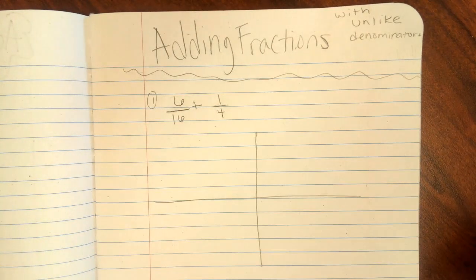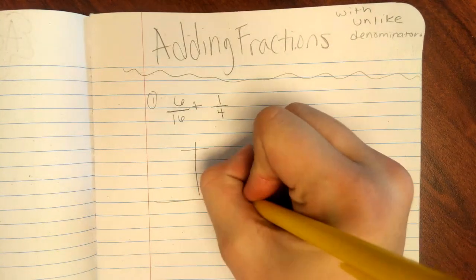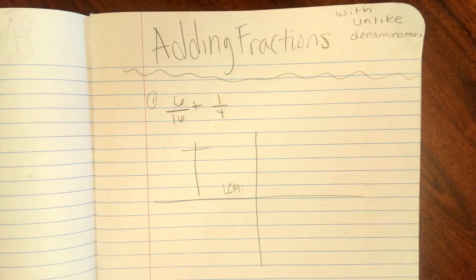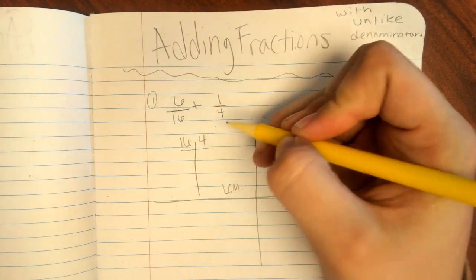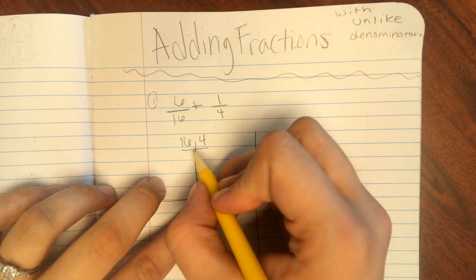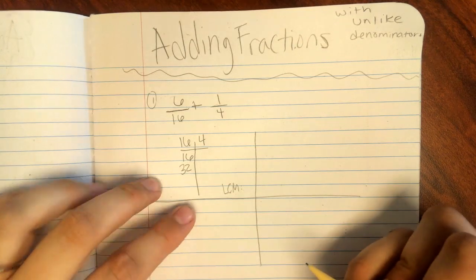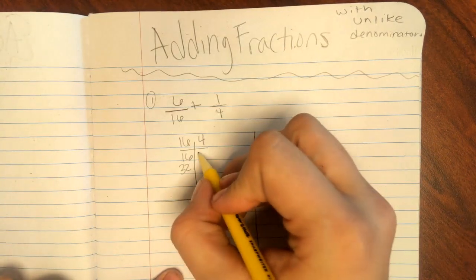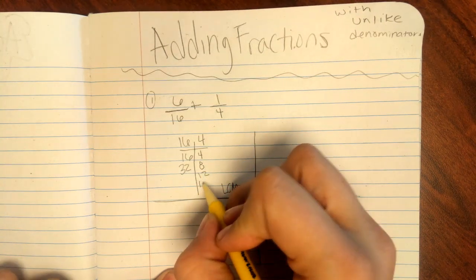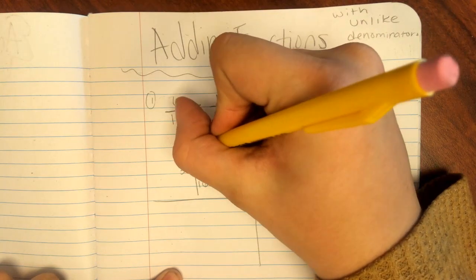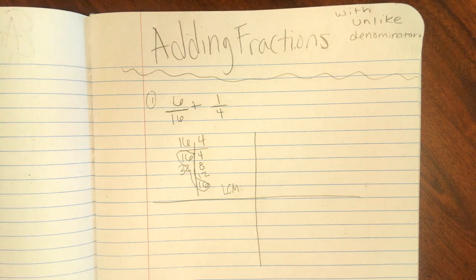So we always start with finding our least common multiple by making our double-sided t-chart. And we're going to do this by listing our multiples of our denominators. So we're going to take 16 and 4 because those are our denominators. 16 times 1 is 16. 16 times 2 is 32. And then we'll stop there and double check on our 4s. 4 times 1 is 4. 4 times 2 is 8. 4 times 3 is 12. And 4 times 4 is 16. So we see that they both have a common multiple of 16. And yes, they do share other ones, but that is our least common multiple.